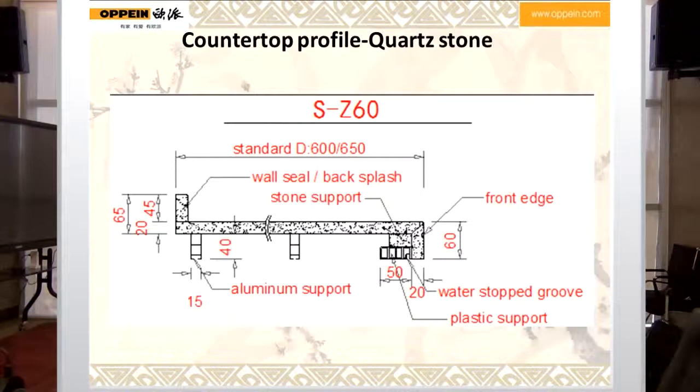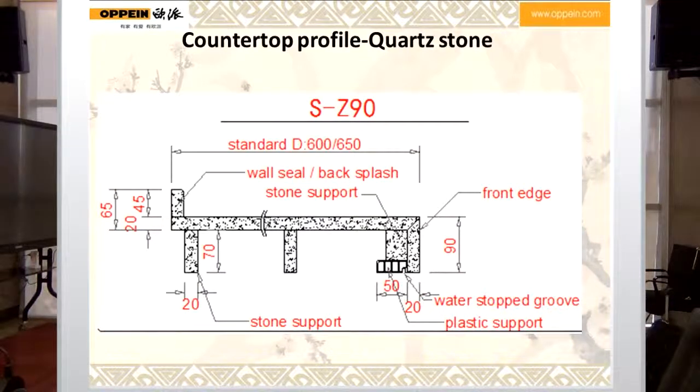This is X-Z60. The difference from X-Z38 is the height of the front edge. Here is 60. And between the plastic support and the face, there's a stone support. And underneath, it's also an aluminum support bar, but the size for the bar is 15 times 40.